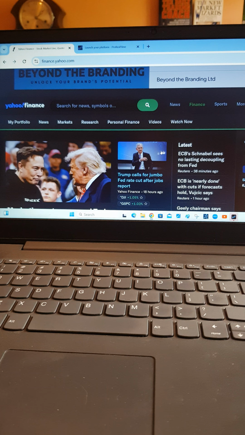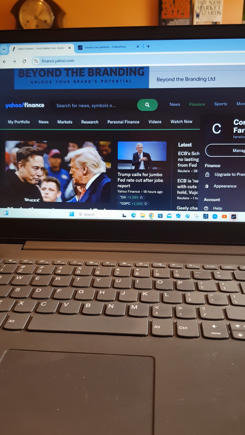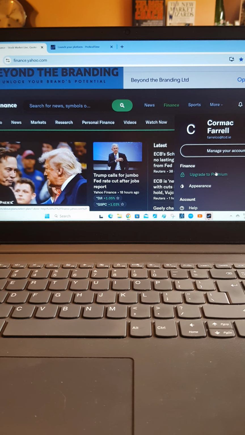Alright, so how to set up a stock screener. I suggest going to Yahoo Finance. So this is finance.yahoo.com, and it's just the basic version. It's the free version. I understand you can upgrade to premium here, but it's not necessary.